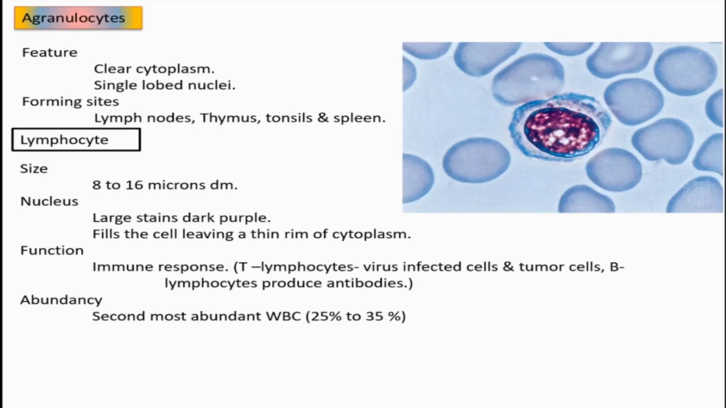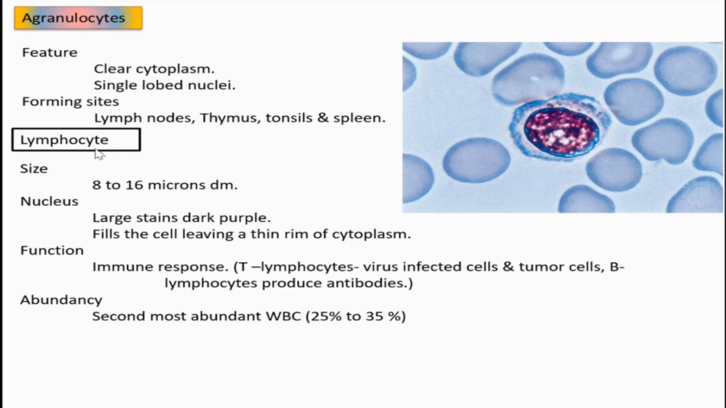Next, agranulocytes. Agranulocytes means these cells are devoid of any type of granules in the cytoplasm. The feature is clear cytoplasm with a single lobed nucleus. Mostly they have a single lobed nucleus, and they are mainly formed from lymph nodes, thymus, tonsils, spleen. From all these organs, they are mainly synthesized.